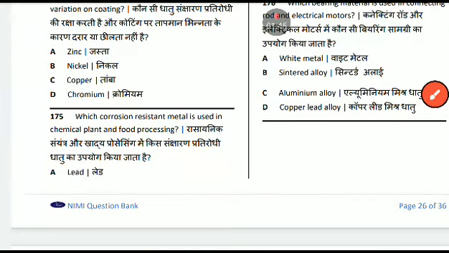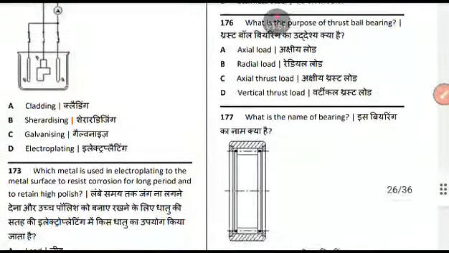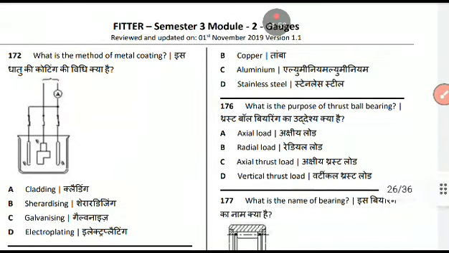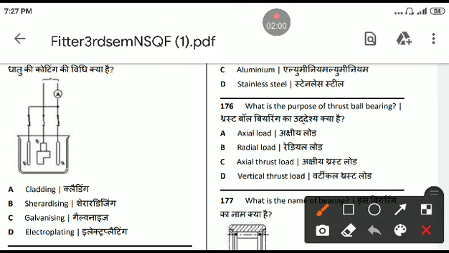Question 174. Which corrosion resistant metal is used in chemical plant and food processing? Option A lead, option B copper, option C aluminum, option D stainless steel. Stainless steel.